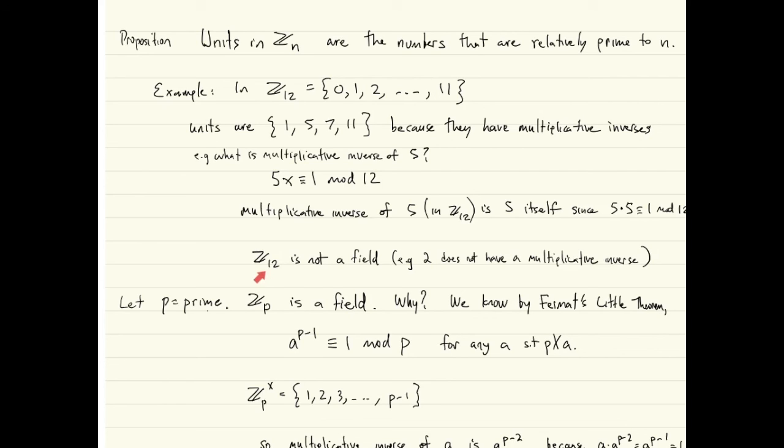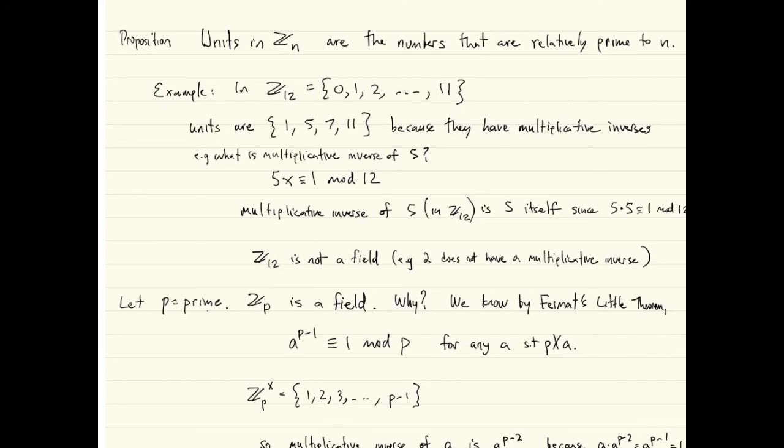So now Z12 is not a field because 2 doesn't have a multiplicative inverse. You might say, well, why not? Well, 2 times x equals 1 mod 12 has no solution because 2 times x will always be an even number, and any number that's 1 more than a multiple of 12 will be an odd number. Okay, so Z12 is not a field.